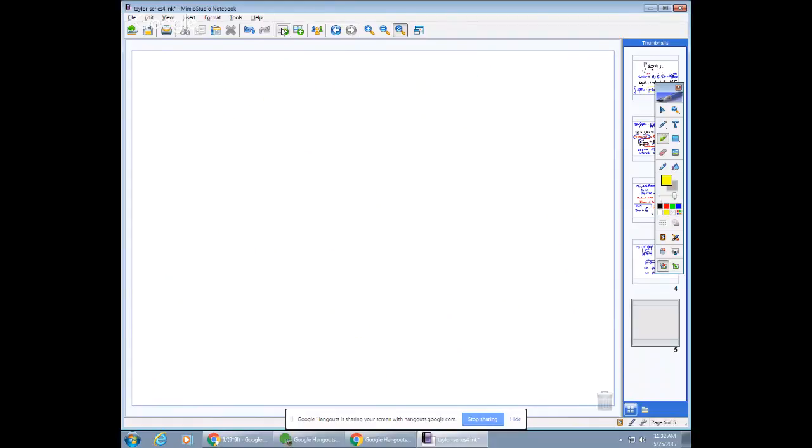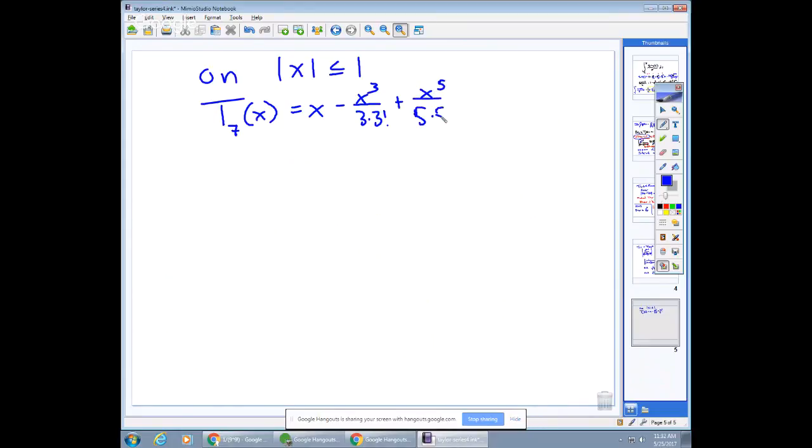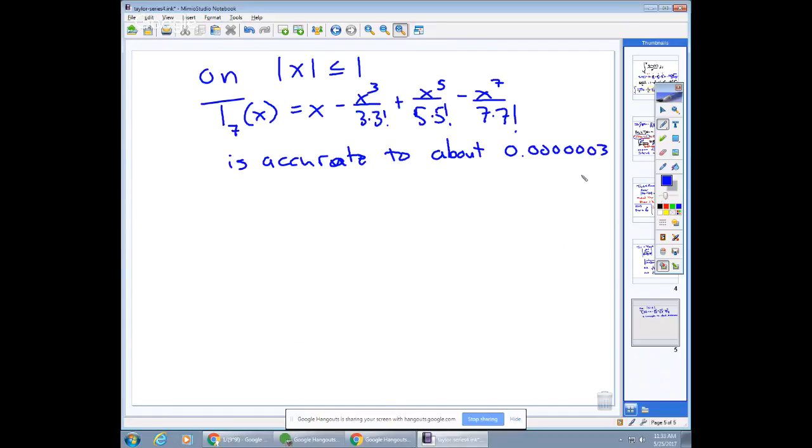So here's one possible answer for that test question. On the interval where x is less than or equal to 1, the 7th polynomial, the 7th power of x, which equals x minus x cubed over 3 times 3 factorial plus x to the 5 times 5 factorial, minus x to the 7th, 7 times 7 factorial. This polynomial is accurate to about 0.123456, so 1, 2, 3, 4, 5, 6 decimal places.